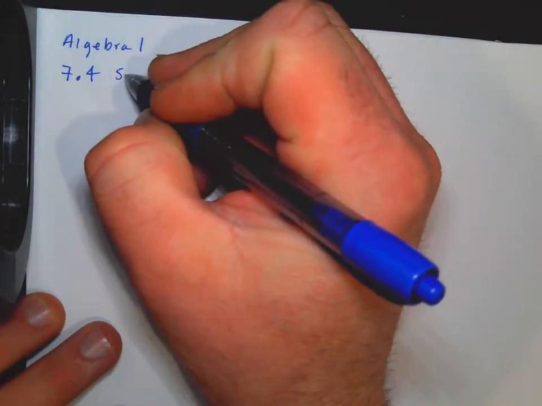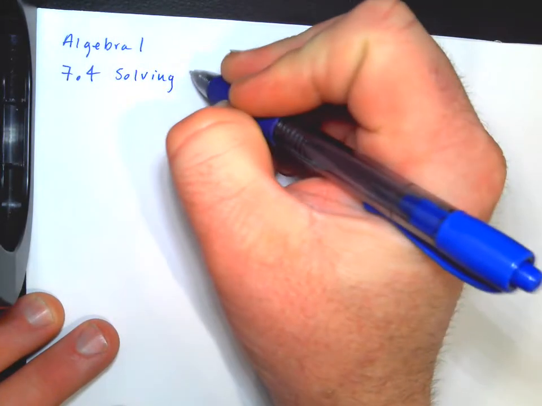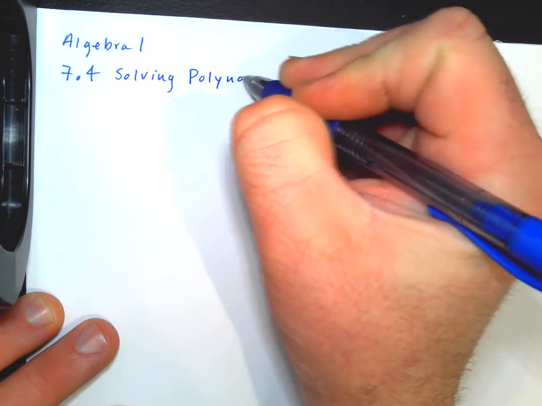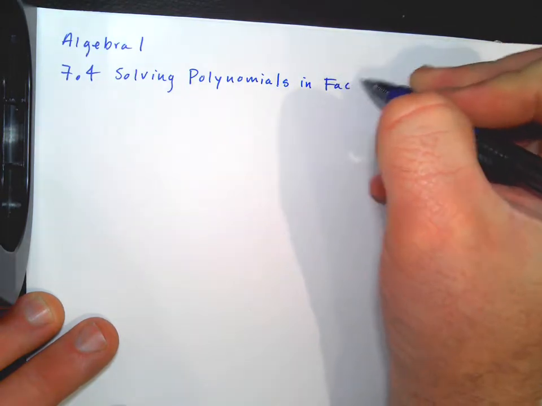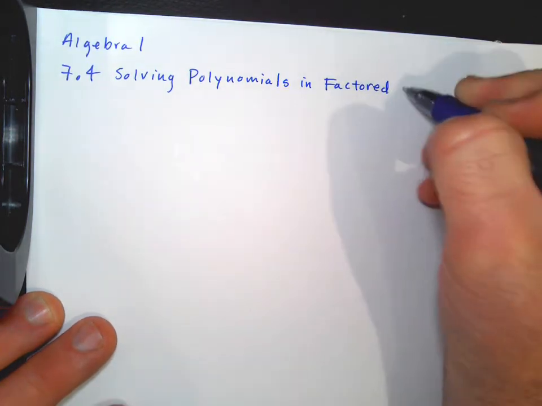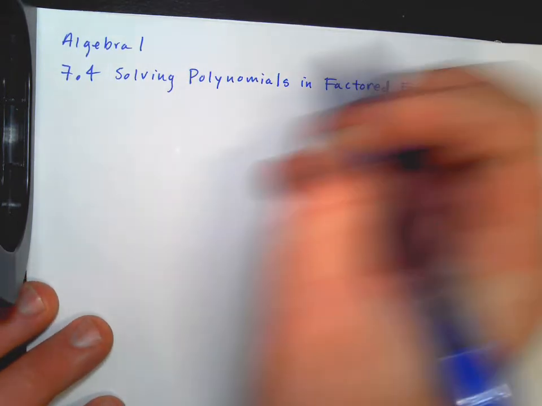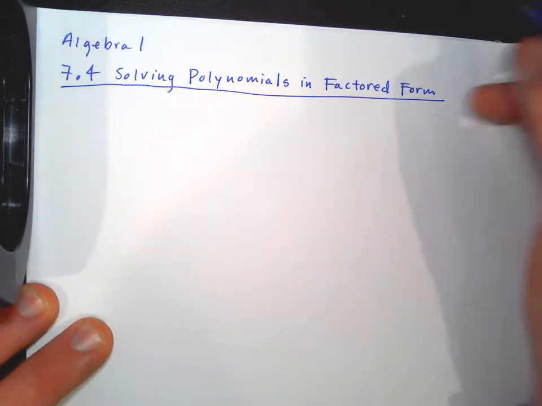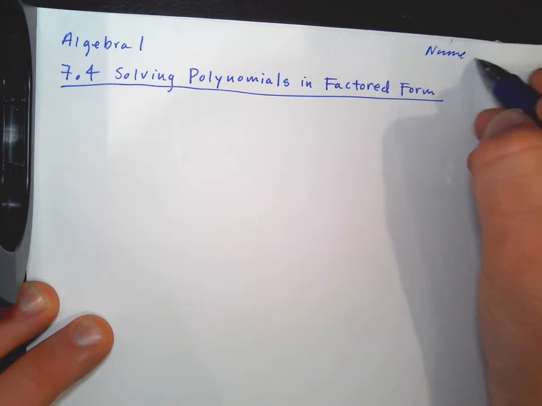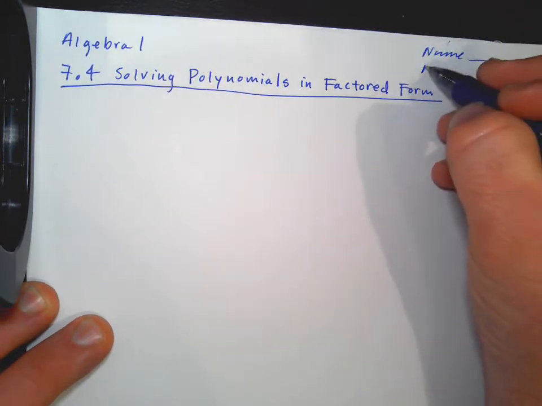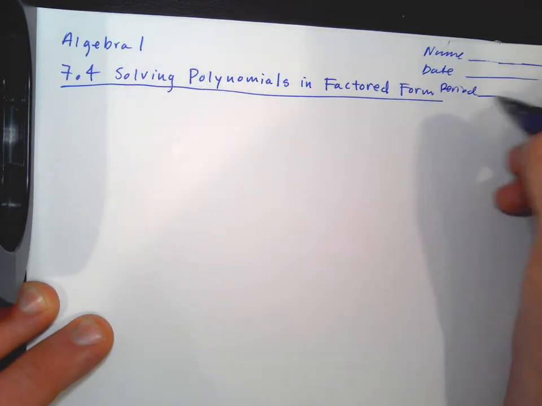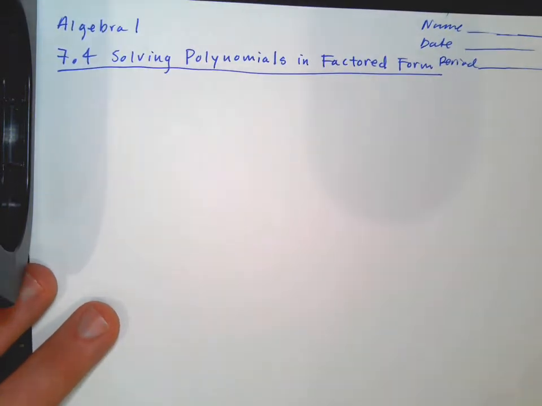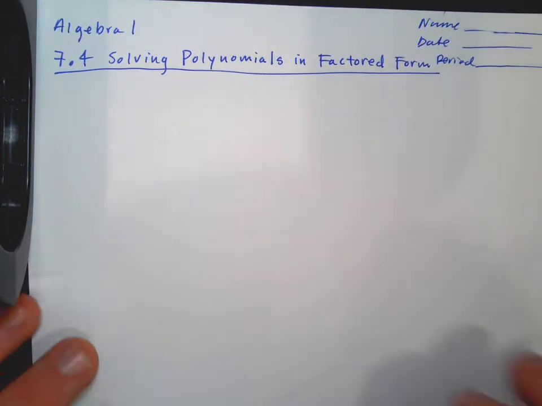Okay, so you need to take notes on everything that I cover. So this is solving polynomials in factored form. Okay, so you need to write your name on the page, date, period. Okay. Now, solving polynomials in factored form.